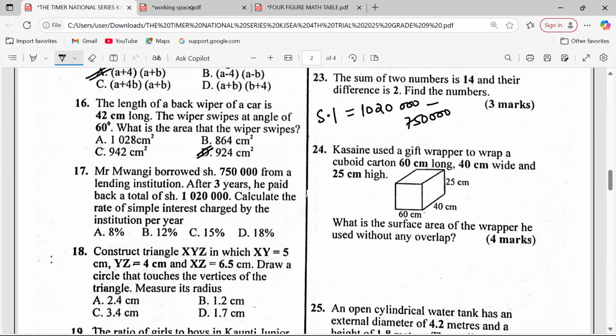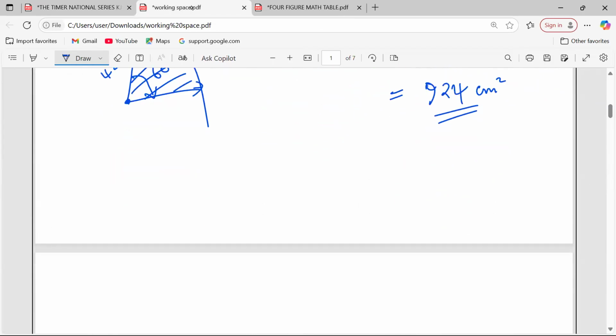750,000. So 1,020,000 minus 750,000 is 270,000. This is the interest earned. We usually say that the value of simple interest is given by principal times rate times the time taken. Therefore, the simple interest is 270,000.